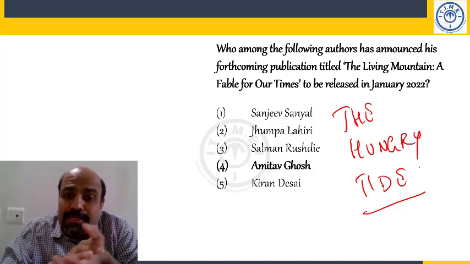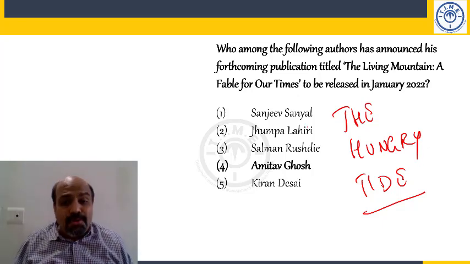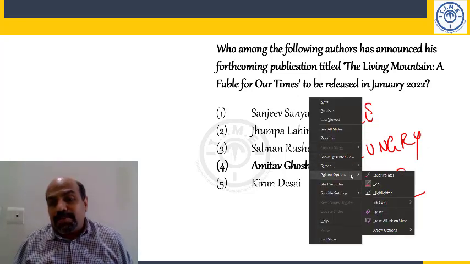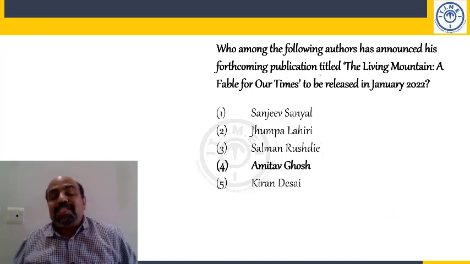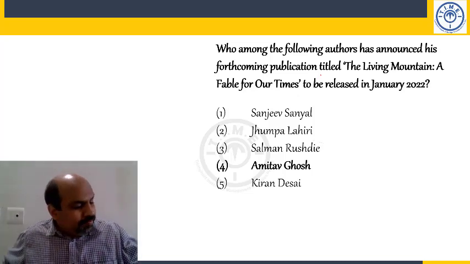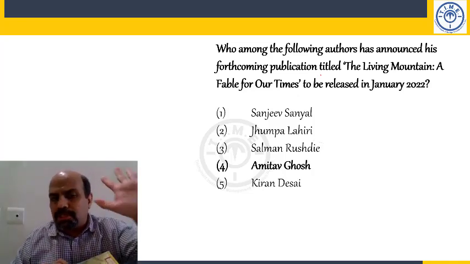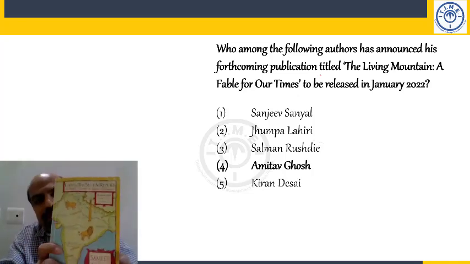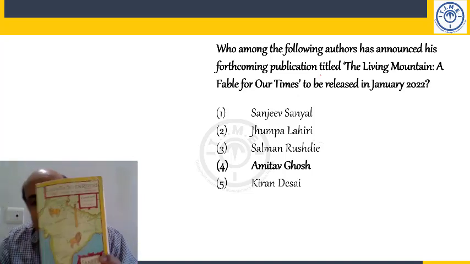Okay, you look at choice one, Sanjeev Sanyal. Heard of this guy? He is the principal economic advisor in the Ministry of Finance, Government of India. And if you don't want to read Amitav Ghosh, no issue. Read this book. It's called Land of the Seven Rivers.